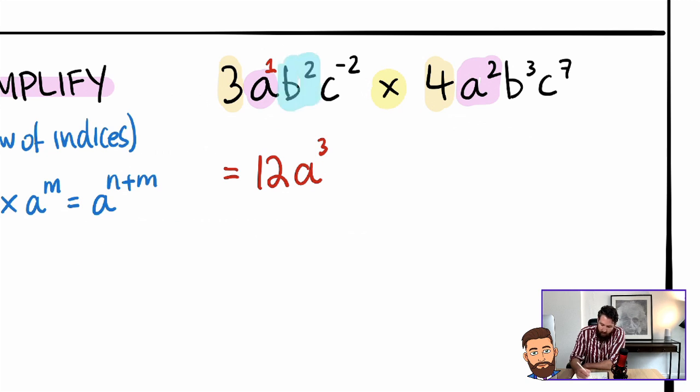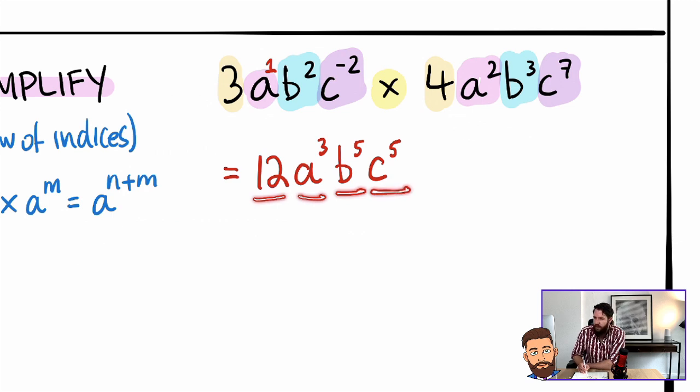Next, if we focus on the b's, we've got b squared and we've got b to the power 3. Timesing those together, you simply keep the base the same, b, and you add the power. So 2 add 3 would be 5. Done. And we can do the same for c. C is going to be c to the minus 2 and c to the 7. Well, keep the base the same, c, add the powers. Minus 2 add 7 would take you up to 5. So our final answer is 12, a cubed, b to the power 5, and c to the power 5.